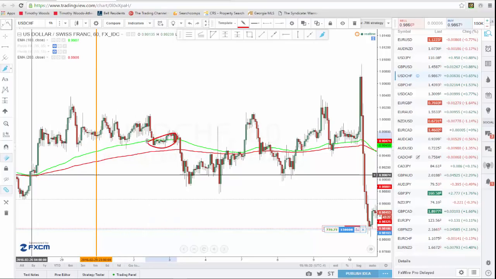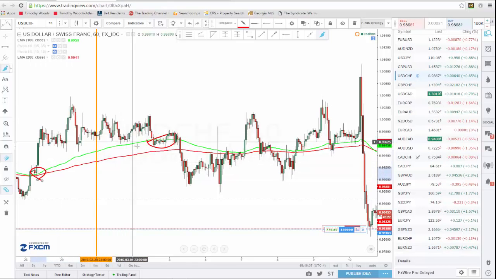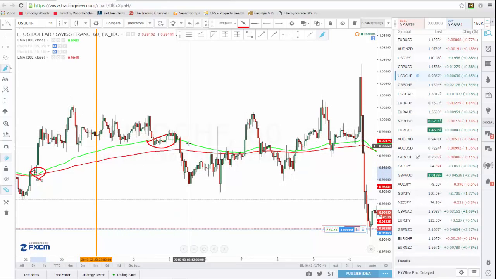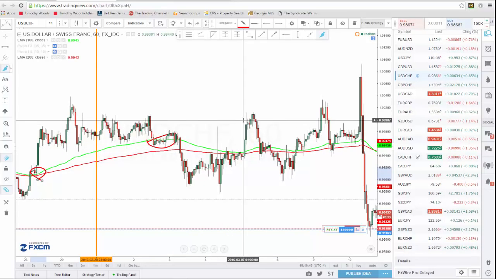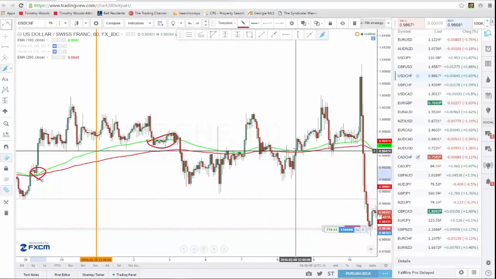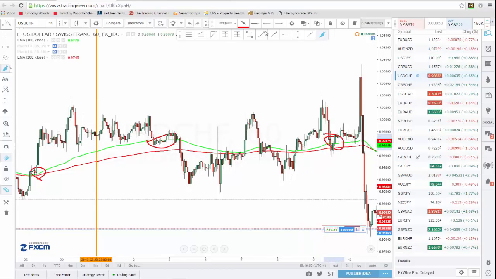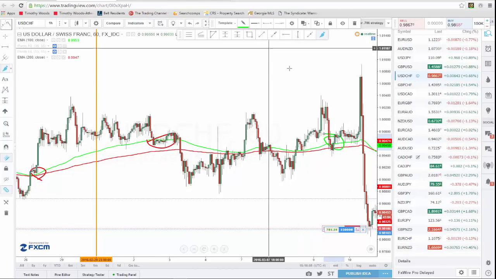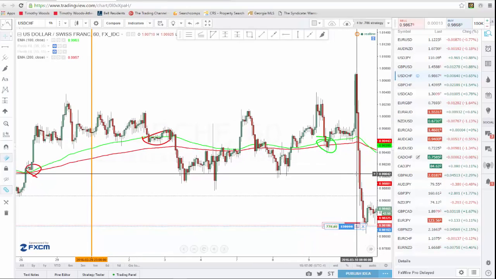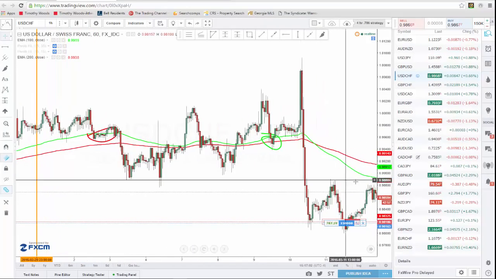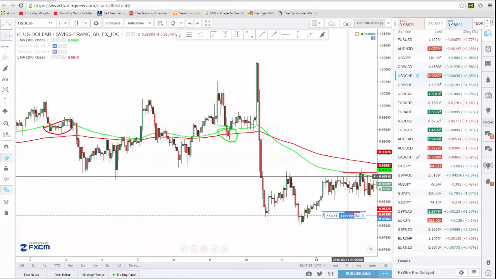Our green is above our red, as you can see right here. Green above red, waiting on the rejection. Here's the rejection, and that would have been a loss. Now our green's still above our red. Green is still above our red. Here's a win, rejection, and a win. Change that to green. And we'll just scroll through the charts and see how this strategy performed for the remainder of the month. Here we have a rejection.